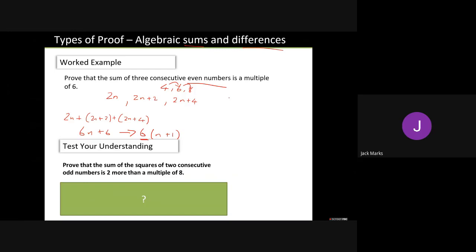I'll show you another way you could have done it. You might have done it like this. Sometimes it makes your proofs a little bit tidier for adding. So 2k minus 2, 2k, 2k plus 2. Well, if you add them all together, you'll get 6k, which also works because you've got 6 multiplied by k. So pause the video, have a go at the one at the bottom.